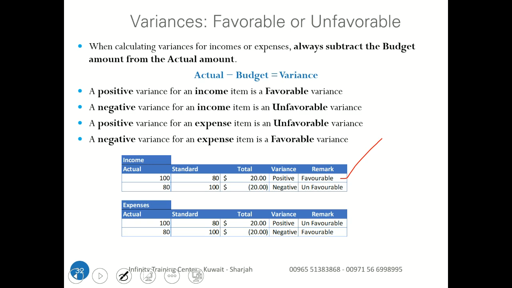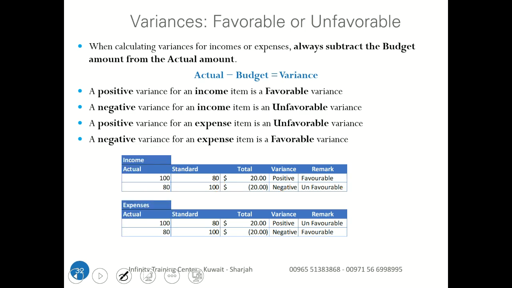If it is opposite, my actual is 80 and the standard is 100. So I am supposed to get $100 as per my standard, but I got only 80. That means I am getting less 20. So you will have a minus 20 when you are deducting standard from the actual. Or we can say here it is negative. When for an income item the variance is coming negative, that means it is unfavorable.